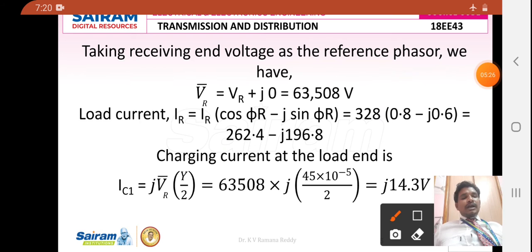Next, charging current at the load end. Charging current at load end means at receiving end side, IC1. IC1 is equal to j into VR bar into Y by 2. Here the Y value is already given, and VR bar we have calculated. VR bar is equal to 63,508 volts. I substituted here, and j into Y means 45 into 10 to the power minus 5 Siemens divided by 2. After multiplying 63,508 into 45 into 10 to the power minus 5, here I got the IC1 value, j of 14.3 amperes.